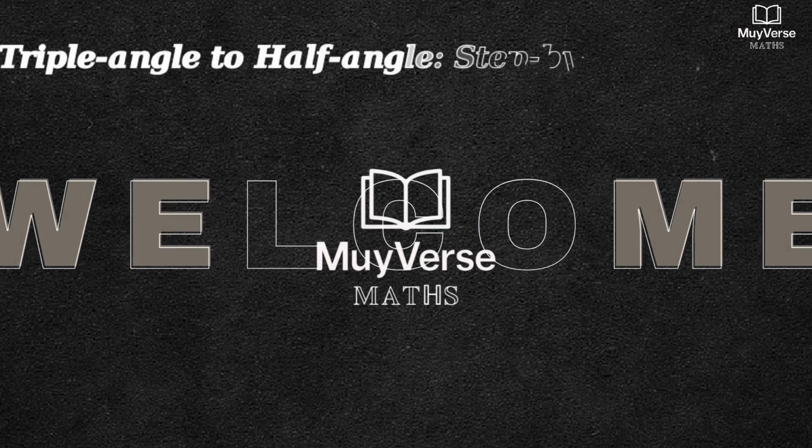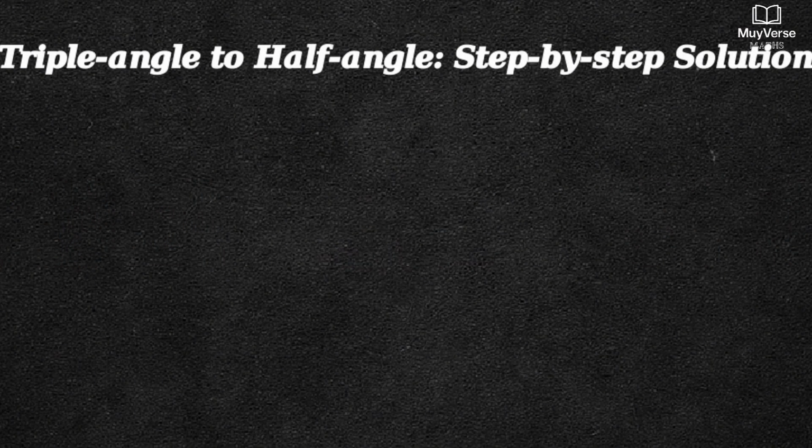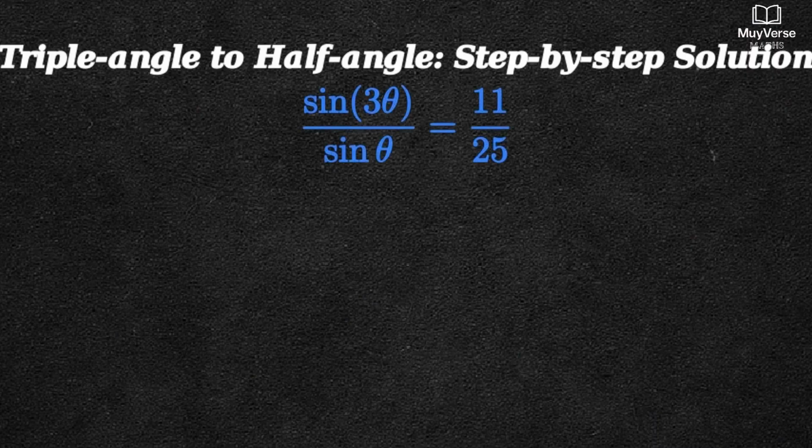We will solve the equation sine of 3 theta over sine theta equals 11 over 25, and then find tangent of theta over 2. We will go step by step and not skip any steps. First, write the given equation clearly.